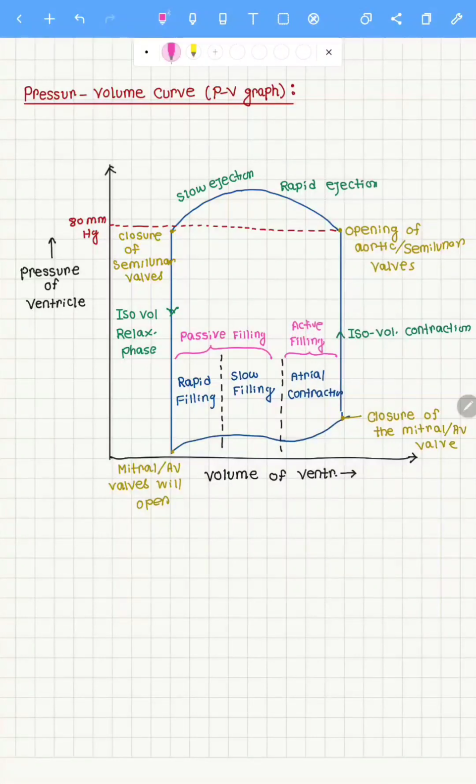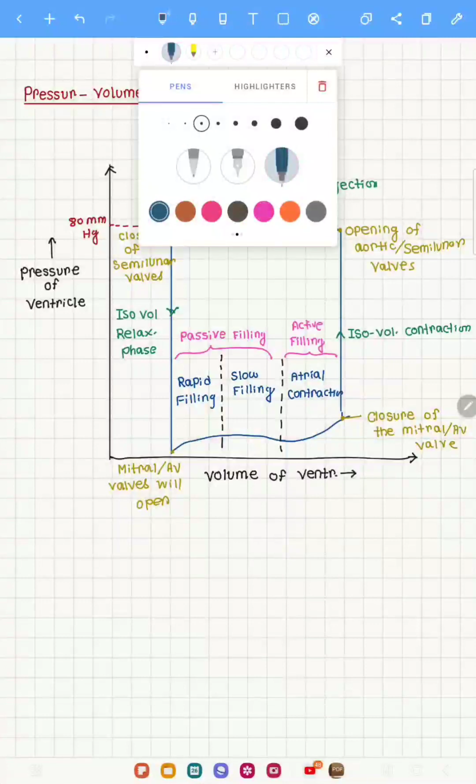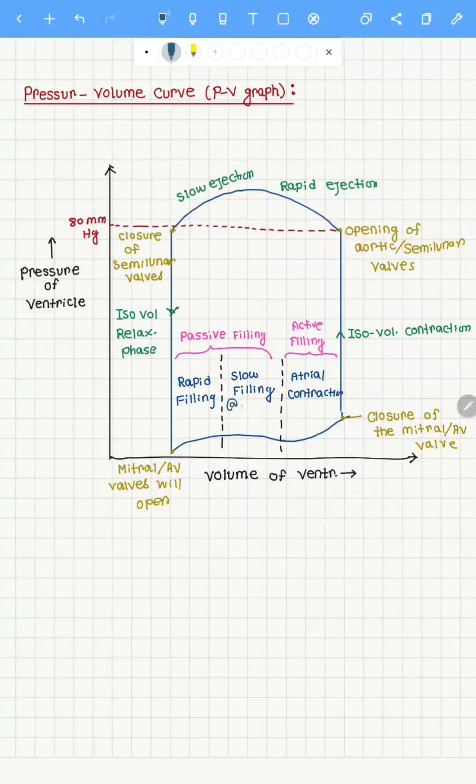So we are almost done with the topic. Slow filling is also called diastasis. Forgot to mention, diastasis. So I hope you have understood this graph thoroughly.